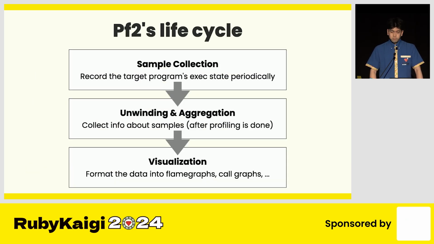The profiler's lifecycle is split in 3 stages. First, the sample collection stage, which records the target program's execution state while it is running. Next, after the program ends, it does unwinding and aggregation, which is the stage about collecting additional information of samples. And finally, it does the visualization. Each stage has its own challenges. So let's start from sample collection.